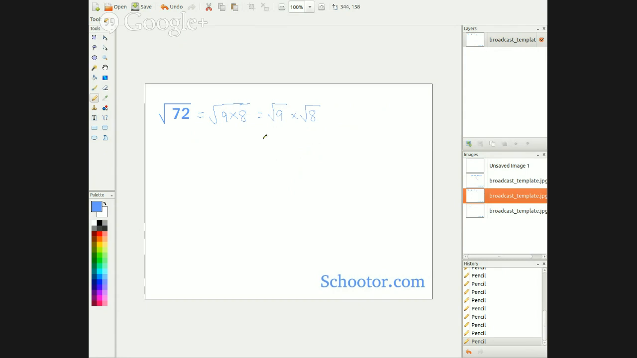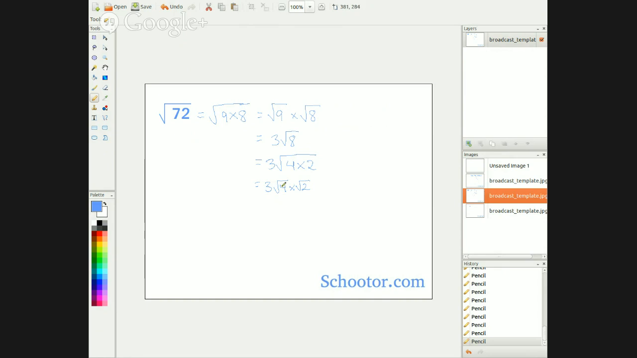From here we can rewrite this. Since we know the square root of 9 is 3, let's rewrite this as 3 times the square root of 8. This is partially simplified. You'll see that we have an 8 inside the square root, and that's definitely smaller than 72. But we can go a bit further and rewrite this as 3 times the square root of 4 times 2, and then as 3 times the square root of 4 times the square root of 2.